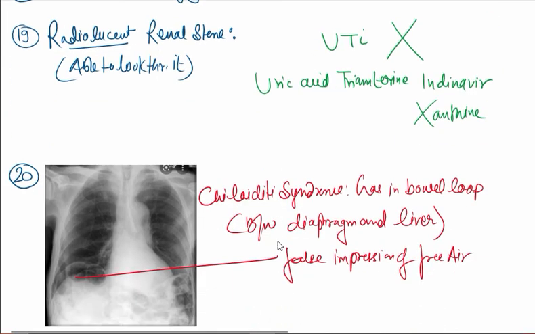Next one is radiolucent renal stone. Lucent means able to look through it. So we have the UTIX stones. This is the mnemonic UTIX. U is uric acid, T is triamterene, I is indinavir stone, and X is xanthine stone.